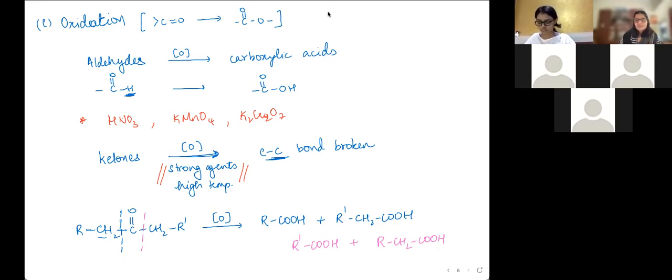So all in all, oxidation of ketones, you end up getting a mix of products. A mix of acids depending on which CC bond is broken. So this is simple, straightforward oxidation. Once you're done with this, then we look at named reactions for this.